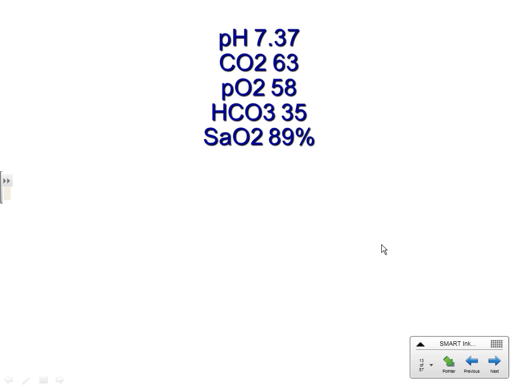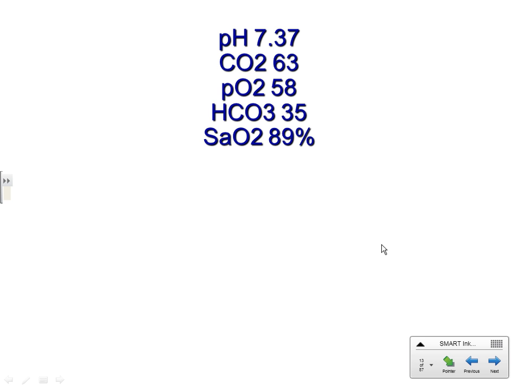Okay, pH is 7.37. Is that normal, high, or low? It's normal. CO2 is 63. High. So what would you expect this patient to be in? Respiratory acidosis, right? With a CO2 that high, but the pH is normal. So it is, I heard somebody say it, compensated respiratory acidosis.